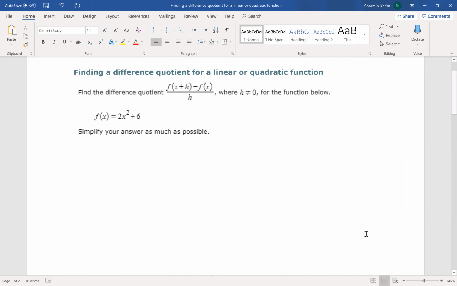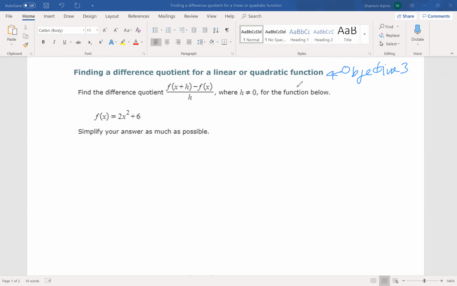So now I will talk about objective 3, and the topic is finding a difference quotient for a linear and quadratic function. Linear is easier, so I'm not showing any of the linear examples. I'm showing all the quadratic ones.